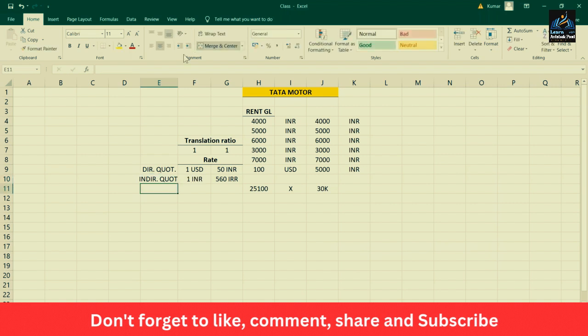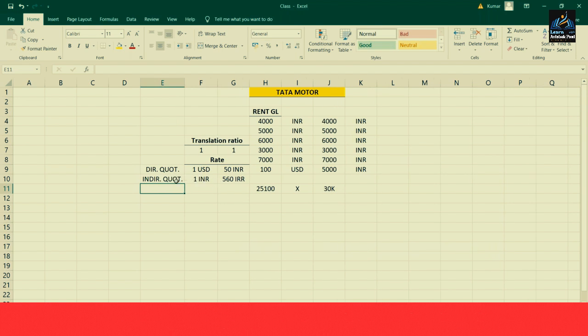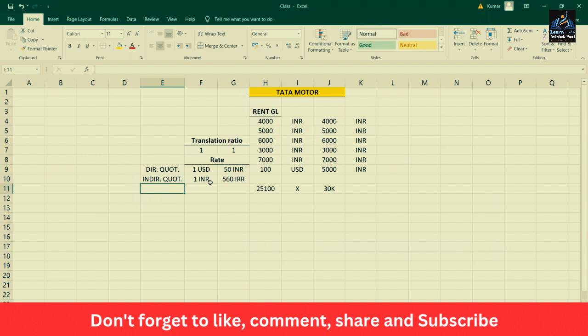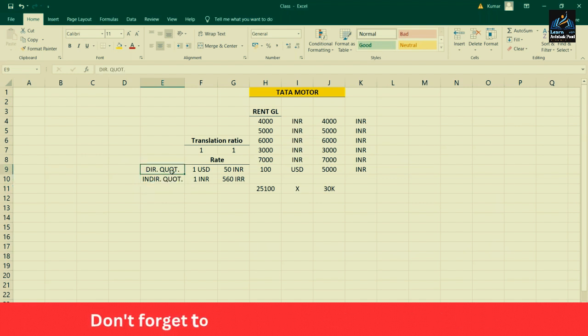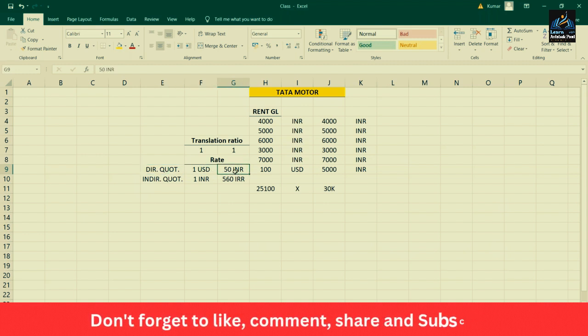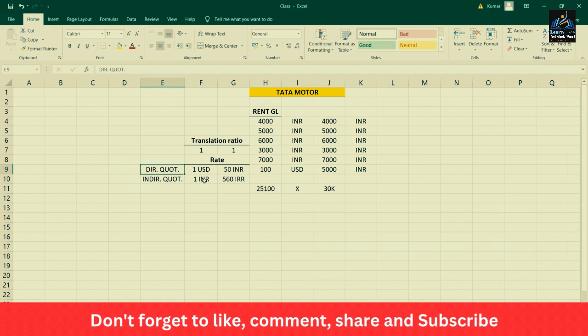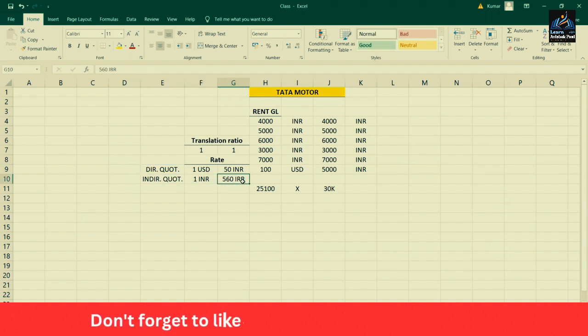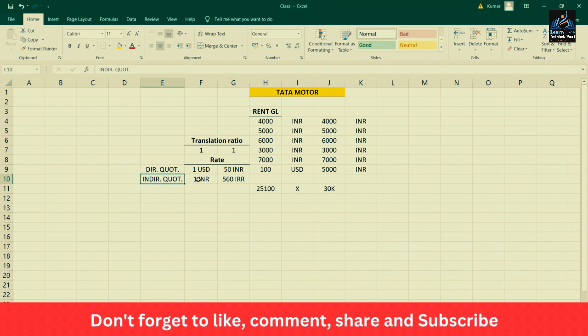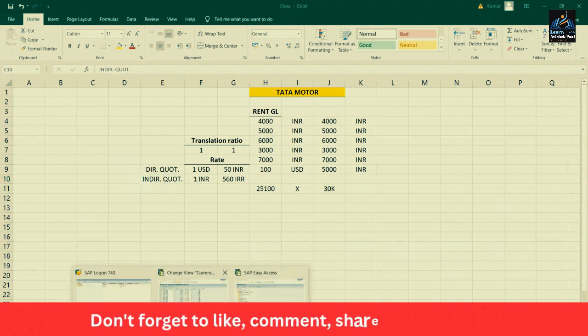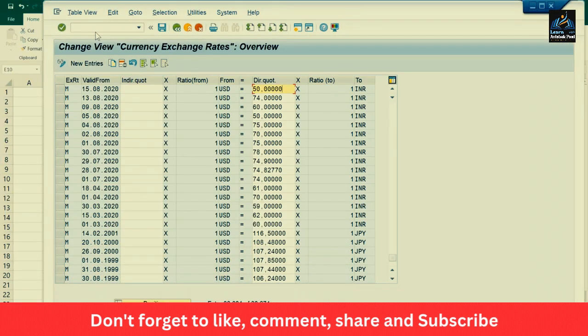Under indirect quotations. I'll tell you when the rates are going to be specified under direct quotations and when under indirect quotations. Now, local currency means your company code currency. So whenever the local currency value is smaller than the foreign currency, we specify the rate under direct quotations. And whenever the local currency value is higher than the foreign currency, we specify the rate under indirect quotations.